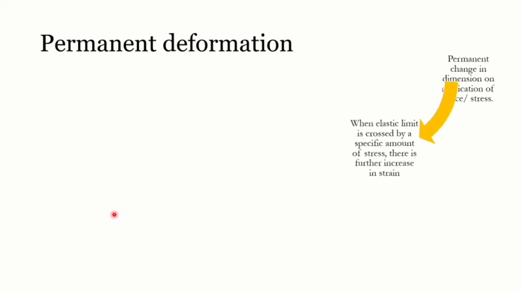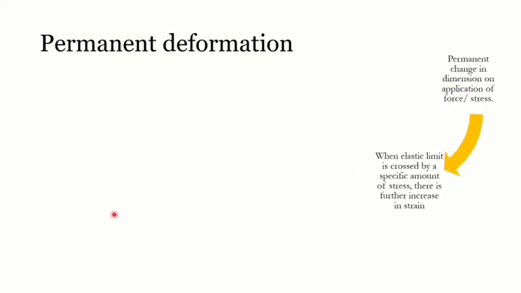Next is permanent deformation. When a material is stressed beyond its proportional limit, it is prone to develop a permanent deformation. It can be defined as a permanent change in the dimension of a material on application of a force or stress. So with a particular amount of strain, I expose that material to stress. This results in an increase in strain. At this point, the stress and strain are no longer proportional to each other, and as a result, there is permanent deformation.